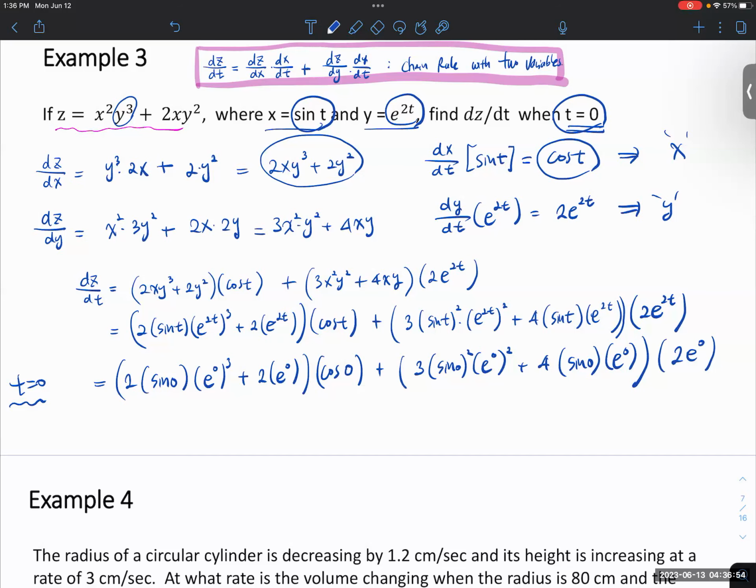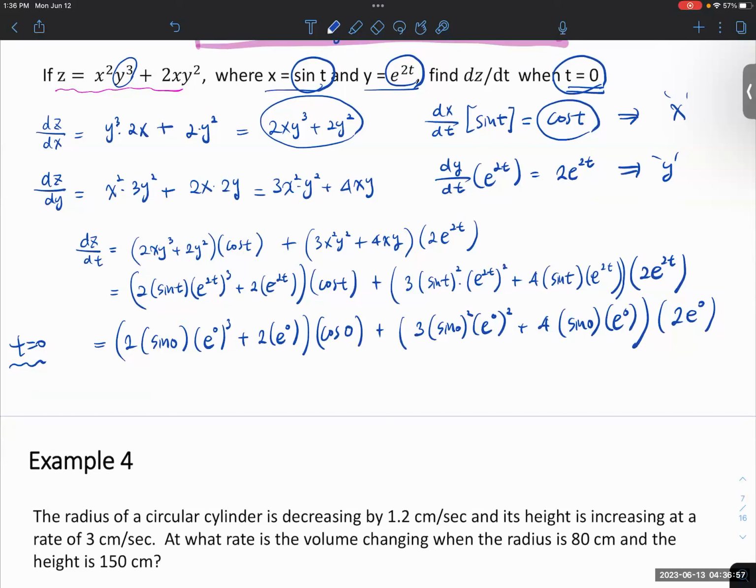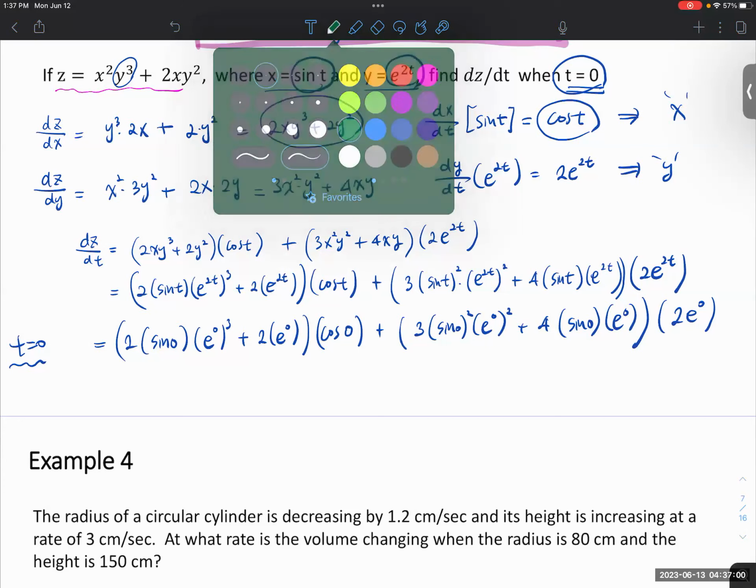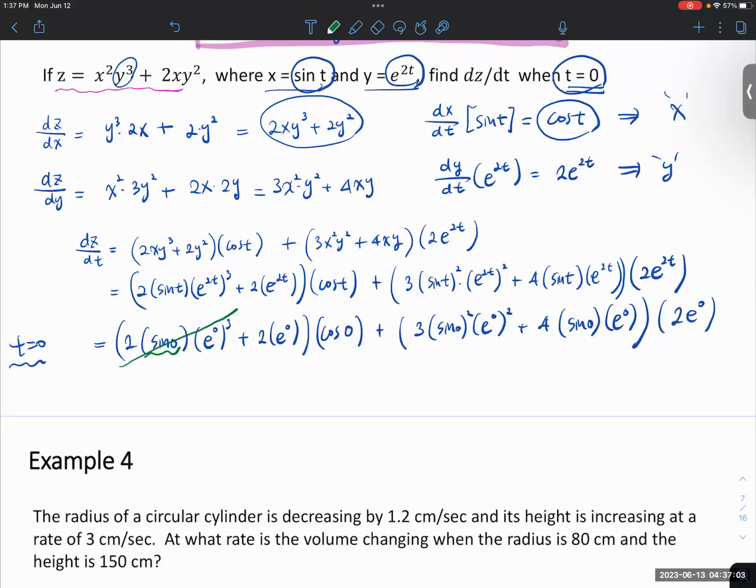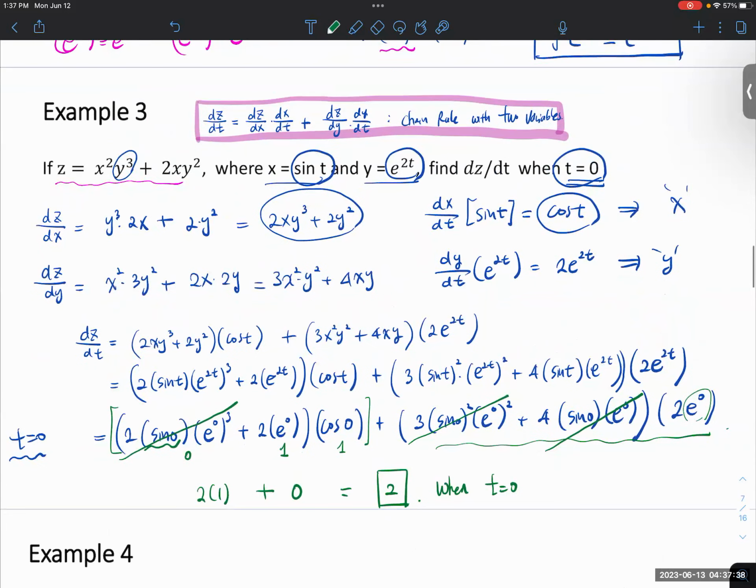Because t is 0 when I'm plugging in, I simplify. What happened is, this is going to be 0. Sine 0 is 0, so these are all 0. E to the 0 is 1. Cosine 0 is 1. So in the first term here you have 2 times 1 is 2 plus, and then same thing, sine 0, these are all 0. So everything is 0 here. Although you have a 1 times a 0, which is 0. So your answer is going to be 2 when t equals 0. Okay, so that's your final answer.